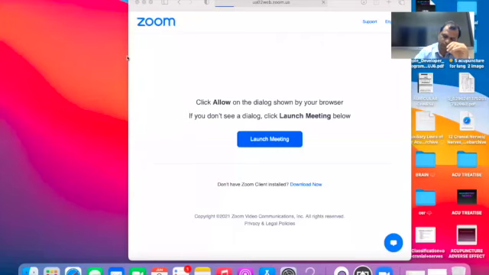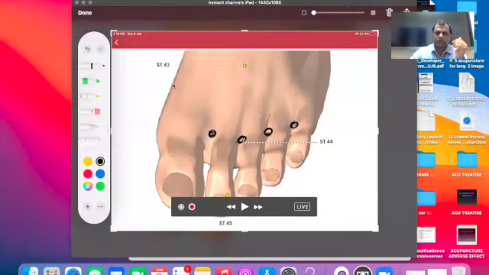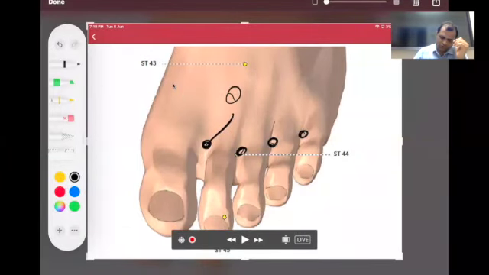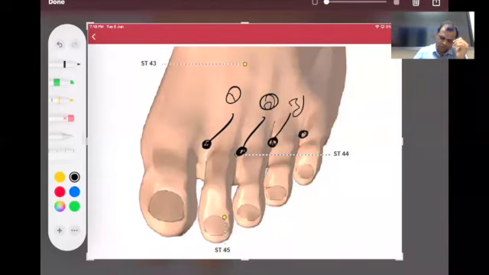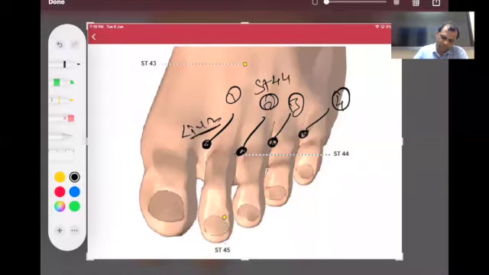Sure, sure. I will show it on the feet. So look at the feet. This is the first Bay Margin, this is the second Bay Margin, this is the third Bay Margin, and this is the fourth Bay Margin. So we have four Bay Margins here. The first is liver 2. The second one is stomach 44. The fourth one is gallbladder 43.